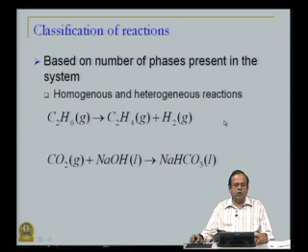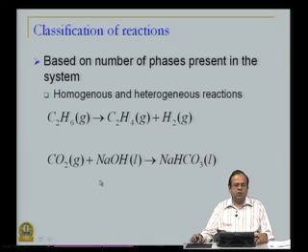And then we can also classify reactions based on how many phases are present in the system, that is whether it is a homogeneous or heterogeneous reaction. For example, take this cracking of ethane. Ethane, which is in the gas phase, gives rise to ethylene, which is also a gas, and hydrogen, which is also a gas, and in the reactor there are no other phases except gaseous phases, and hence we call this reaction a homogeneous reaction.